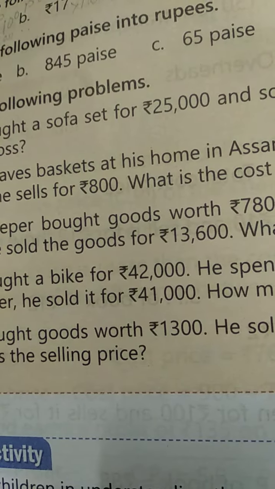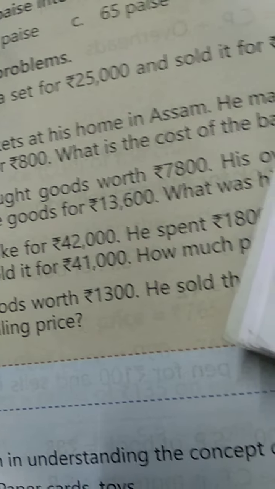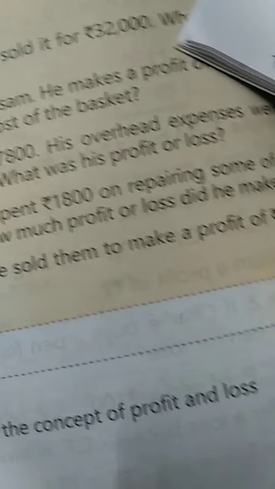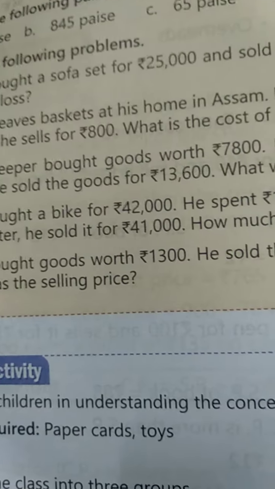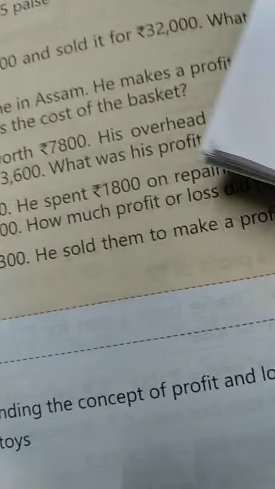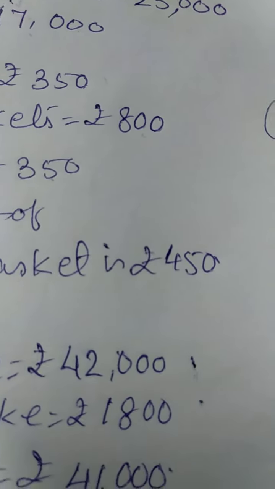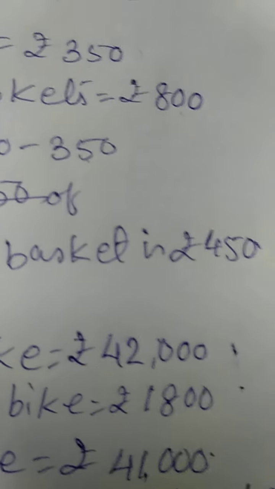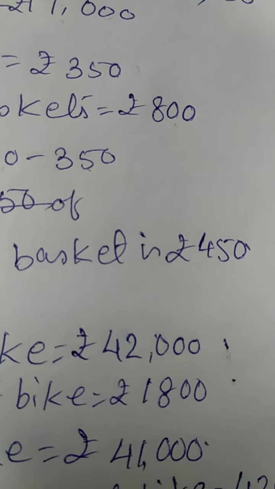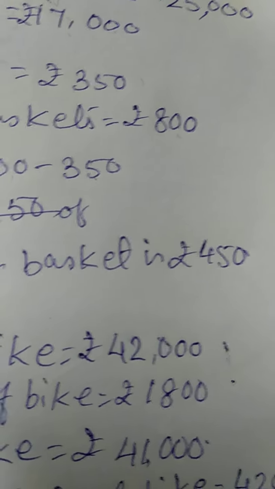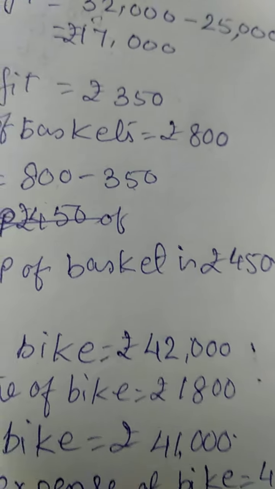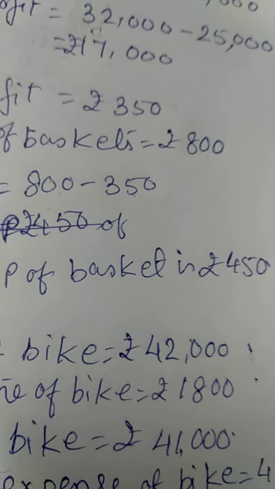Okay. Now we will do A. Parth bought a bike for 42,000. He spent rupees 1800 on it for repairing and some parts and sold it for 41,000. So how much profit has he made or lost? Now if I buy one thing for 10 rupees, and I spend 4 rupees on it, then the cost will increase, because the cost price is 10 rupees plus the repairing, plus 4. If I sell it for 10 rupees, then I am having a loss of 4 rupees.